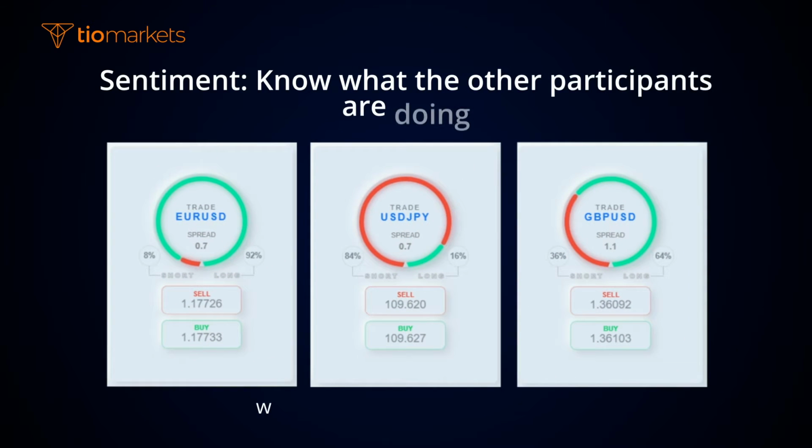Another way to determine the directional bias is to use TIOmarkets sentiment widgets. They are available on the website. These widgets indicate what positions TIOmarkets clients have taken for any given instrument. These should be used as contrarian indicators. So if you see that most people are long the euro versus the US dollar, it might be a good idea to look for sell opportunities, and vice versa if most people are short.